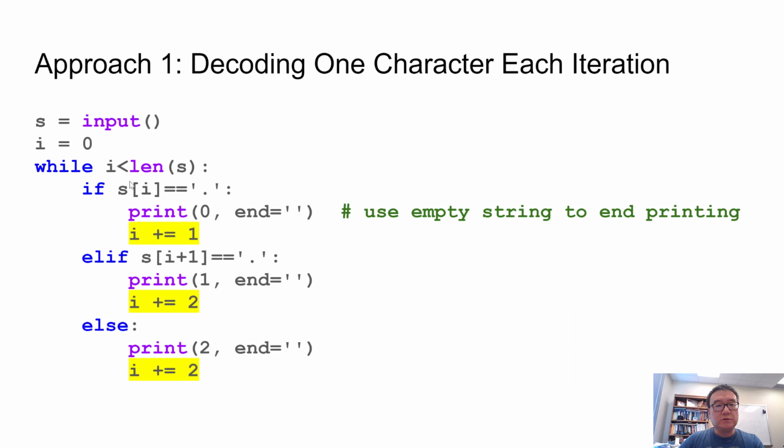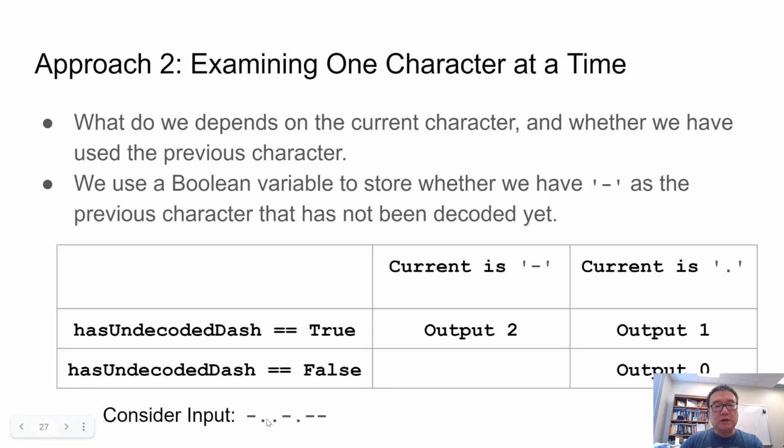In the previous approach, in our main loop, sometimes in one iteration we consume one character when we decode dot. Sometimes we consume two characters, when we decode the two, one and two, corresponding with dash dot and dash dash. So here we want to write a loop that looks at each character at a time. In order to do that, let's first look at the sample input.